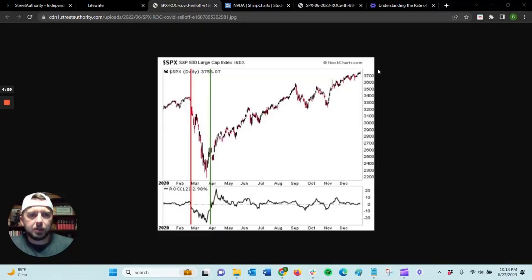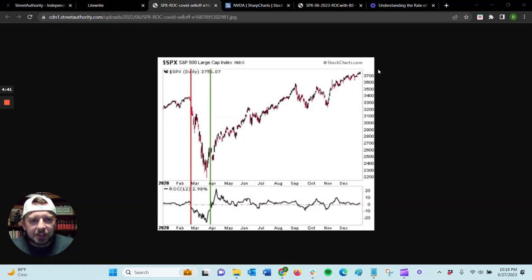So here's what we're looking at. When the ROC is positive, it's a signal to buy, and when it falls below zero, it's time to sell. Some traders actually use ROC by itself as a complete trading strategy. I don't necessarily recommend that, but it is a powerful way to navigate the market's ups and downs.